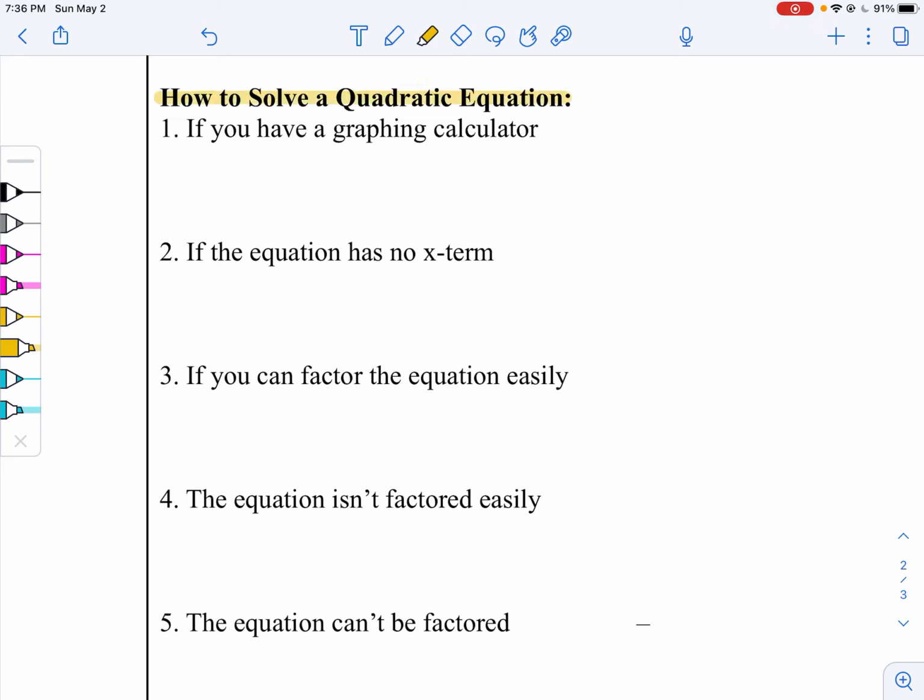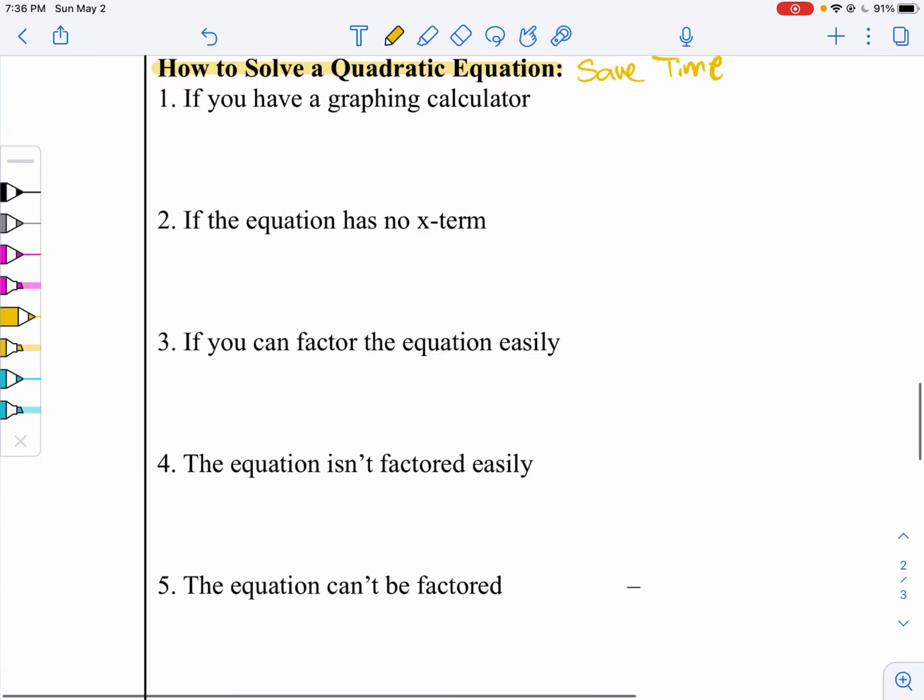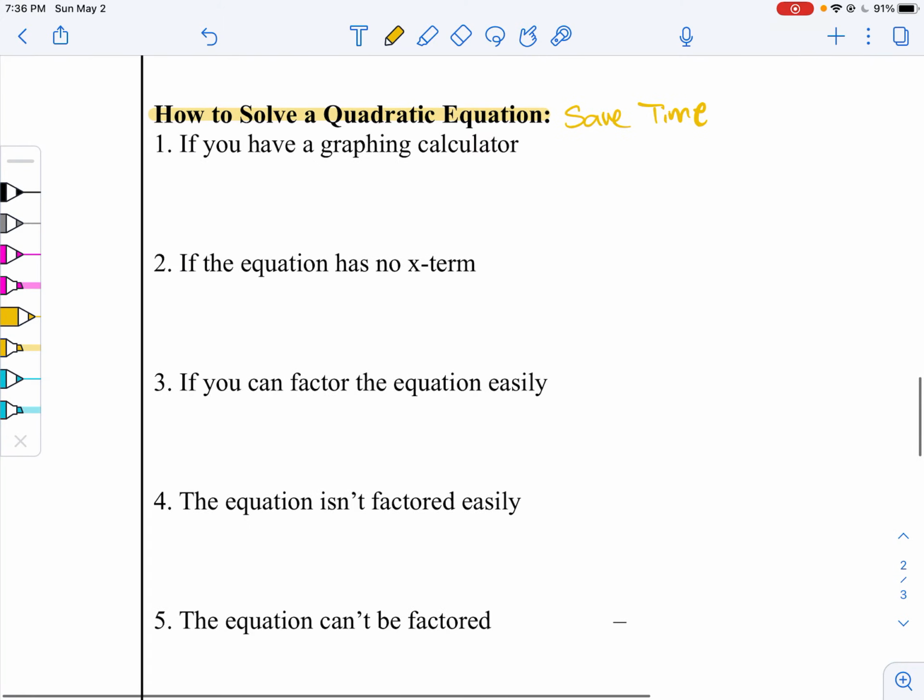Key idea of the day is save yourself some time. Save yourself some time by following these 5 easy steps for solving quadratic equations. We've gone over several different methods. Let me show you the best method for each way. If you have a graphing calculator, that is, you have a machine who will do this for you, then by all means, graph it. And then it'll tell you the solutions.